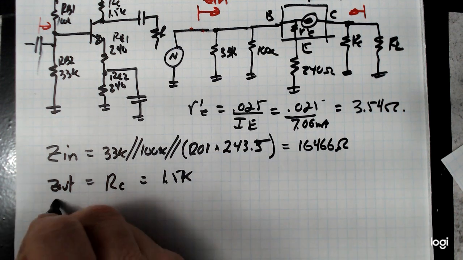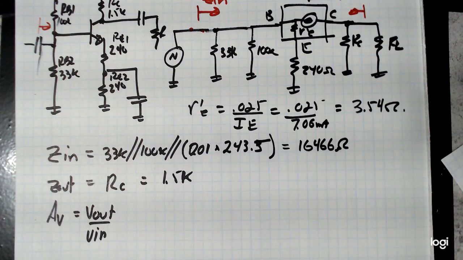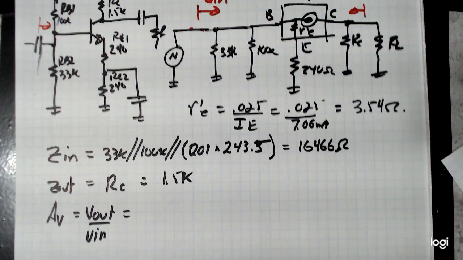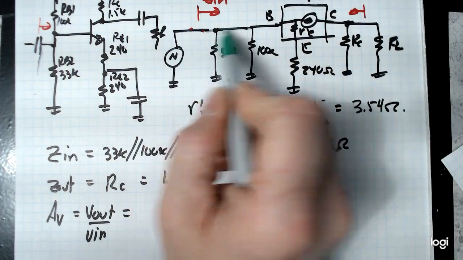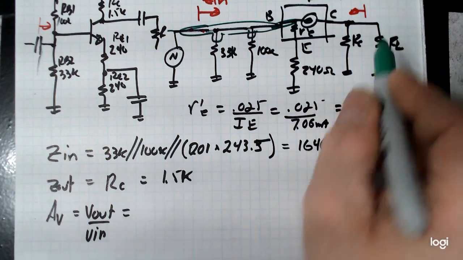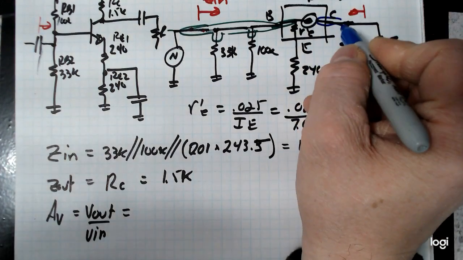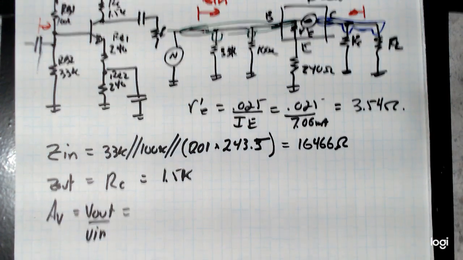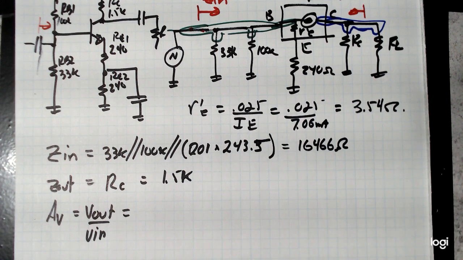Then the final value we're going to calculate is AV, which is the ratio of V out over V in. And to find AV, what you do is you identify your nodes. V in is over here, so this is V in, including that little piece. This is V out over here, this blue wire. And then you write equations for the voltages based on transistor currents and the impedances in the circuit.